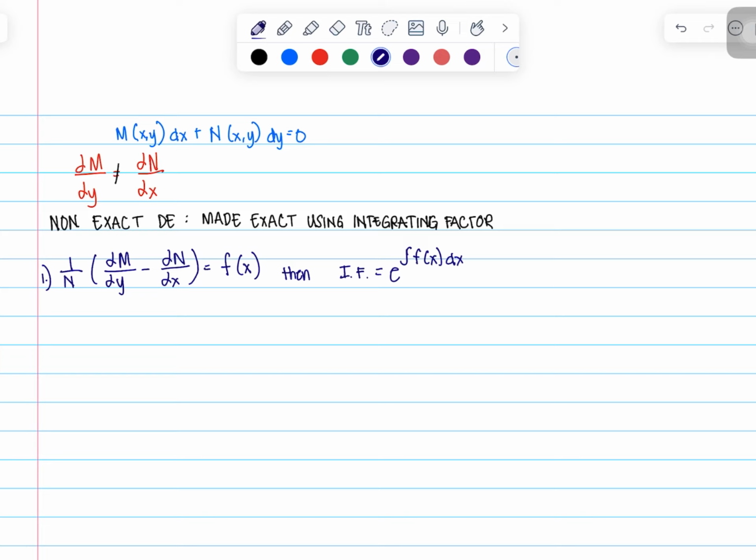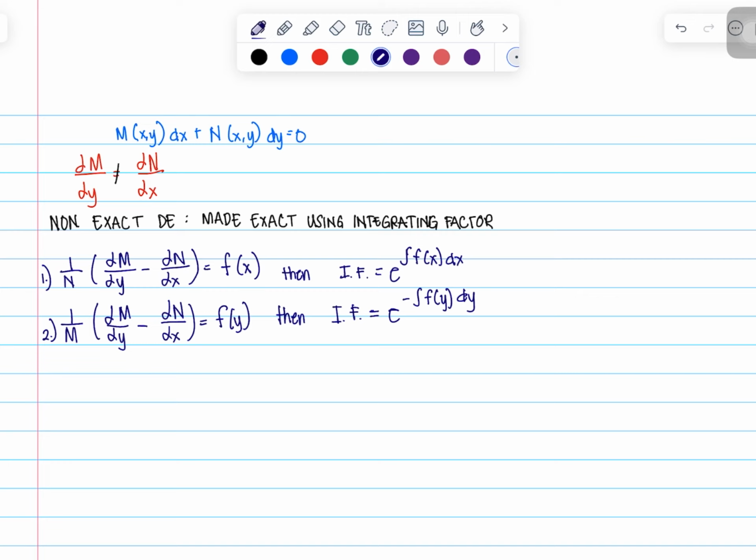All right. Now, if you have an equation, or you can manipulate the equation into this one, 1 over M times the partial derivative of M with respect to y minus the partial derivative of N with respect to x is equal to a function which is only in terms of y, then the integrating factor is e raised to the negative integral of f of y dy.